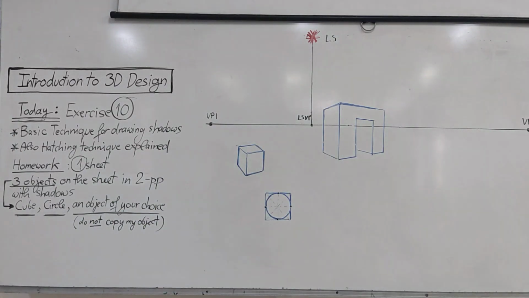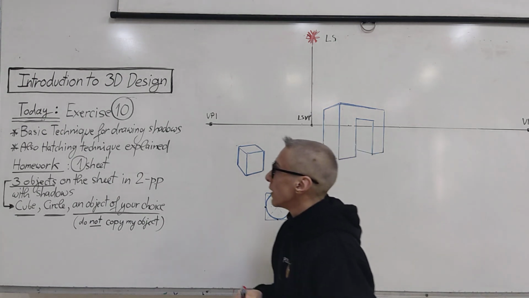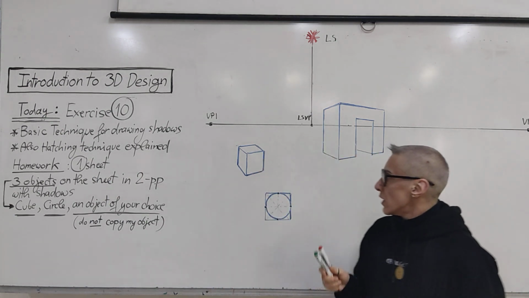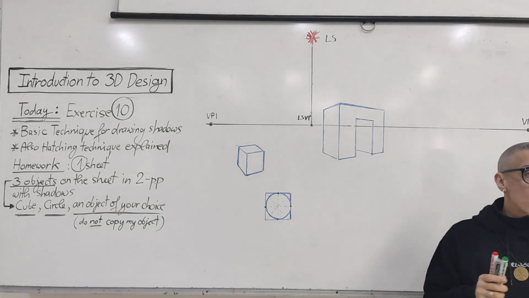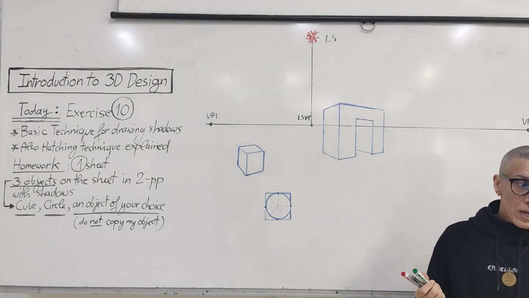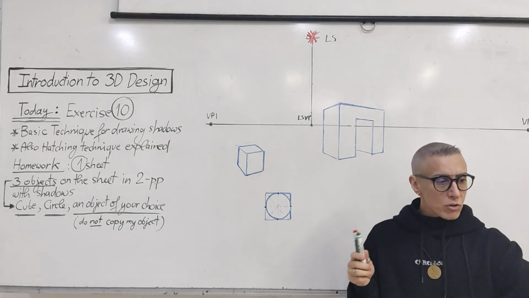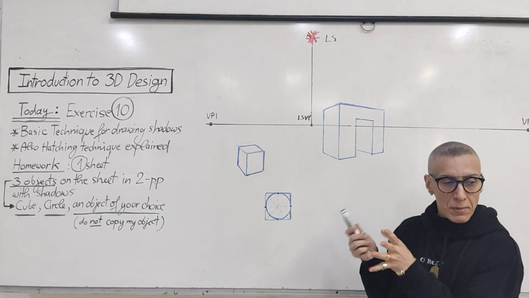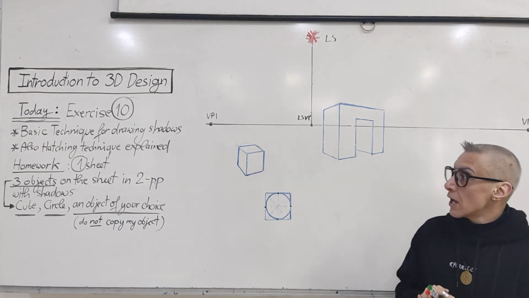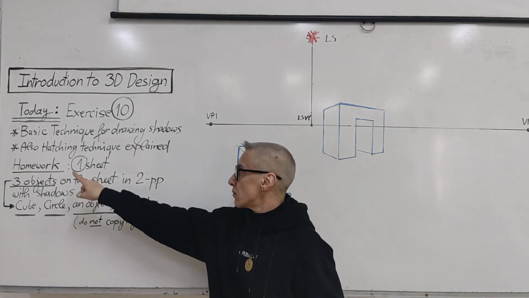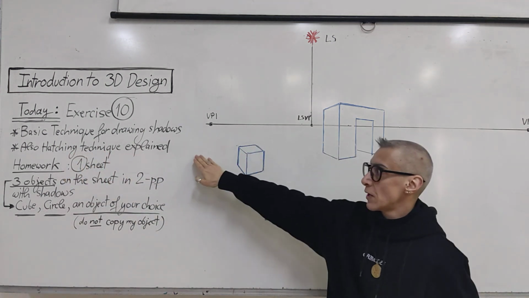Okay, so today we have exercise 10. We will learn how to draw basic shadows of basic objects. And after that, I will show you some examples with some other techniques that you can apply. And also, we will talk a little bit about hatching in design.